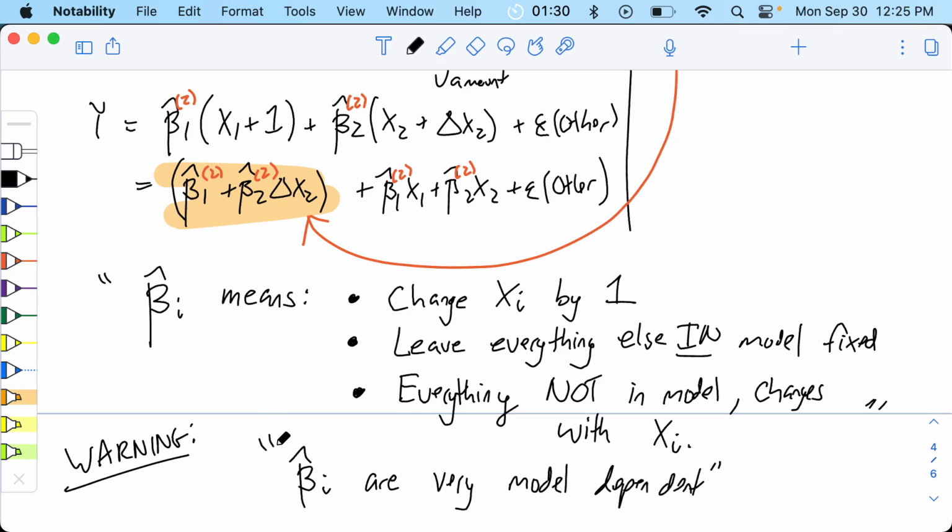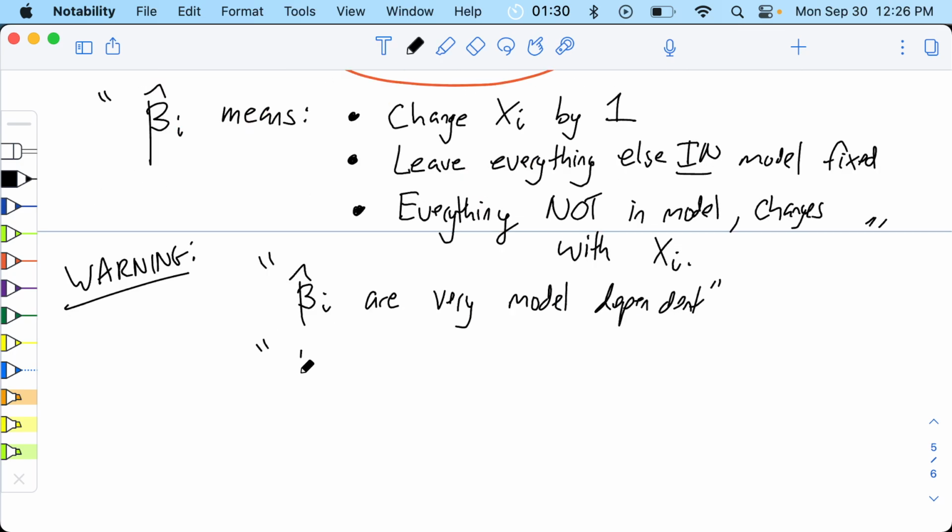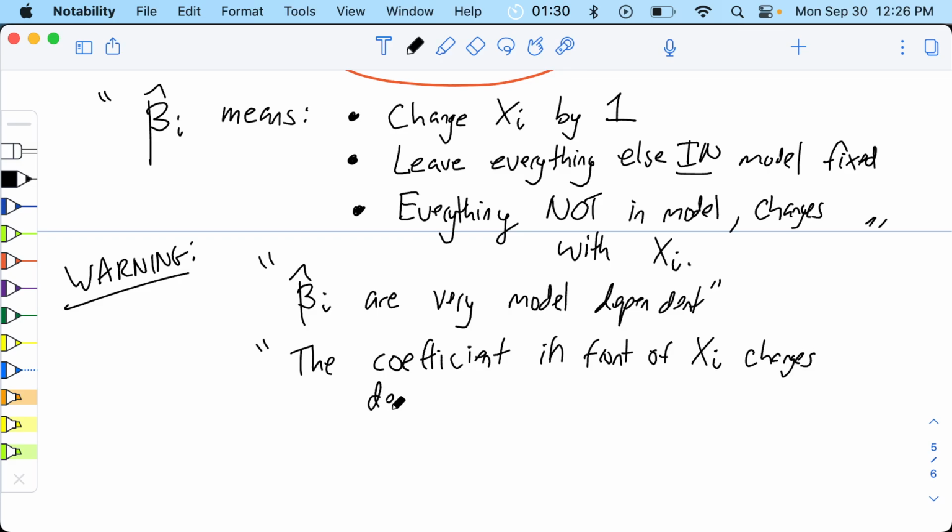It doesn't really make sense to say the beta hat value is 7 without also saying which particular model, with these particular variables. This is exactly my model. If you just tell somebody the value, the coefficient in front of x1 has no meaning on its own without specifying which things are fixed and which things are not fixed. So the coefficient in front of xi changes depending on who is included or excluded. That's another way to say this warning.